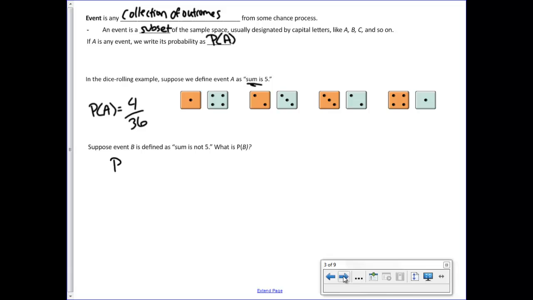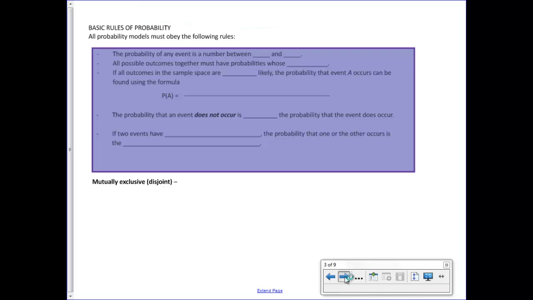Okay? So suppose B is defined as sum is not 5. What's the probability of B? If the sum is not 5, this is the times that it is 5. So what's the probability that it's not 5? 32 out of 36. So we think about that and we're like, oh, we know that's 32 out of 36. But in reality, what are you doing? We're doing 1 minus 4 out of 36, right? It's like, we could even say 36 out of 36 minus that 4 out of 36 gives us 32 out of 36, right? Okay, that's important because we're going to come back to that in a little bit here.